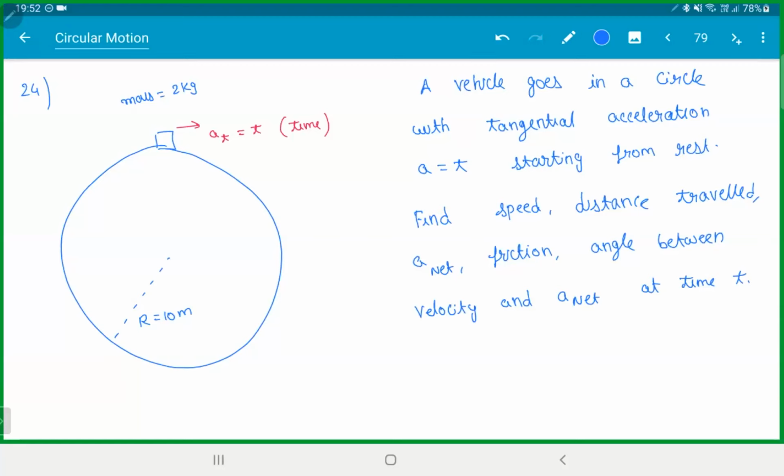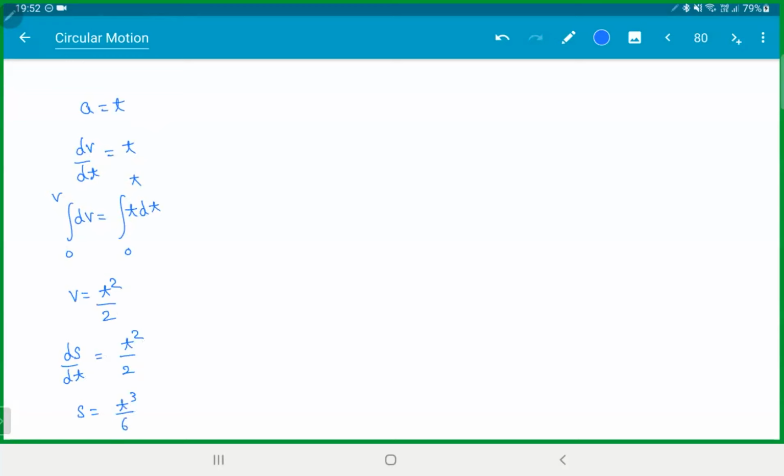How do we do this thing? First one is what? a is equal to t. Integrate this. Integrate again. Don't write x, write as s, okay? Because it's a tangential velocity, the tangential distance. This guy would be t cube by 6.